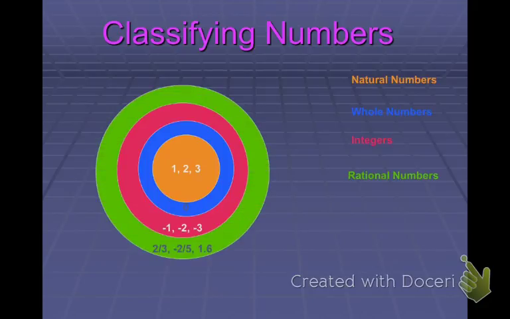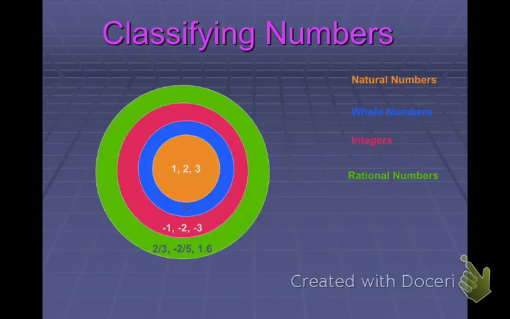Then, whenever we work our way even further out, oh, you need to add another circle in there. My fault. Are your rational numbers. Those are all of the terminating decimals and the repeating decimals.